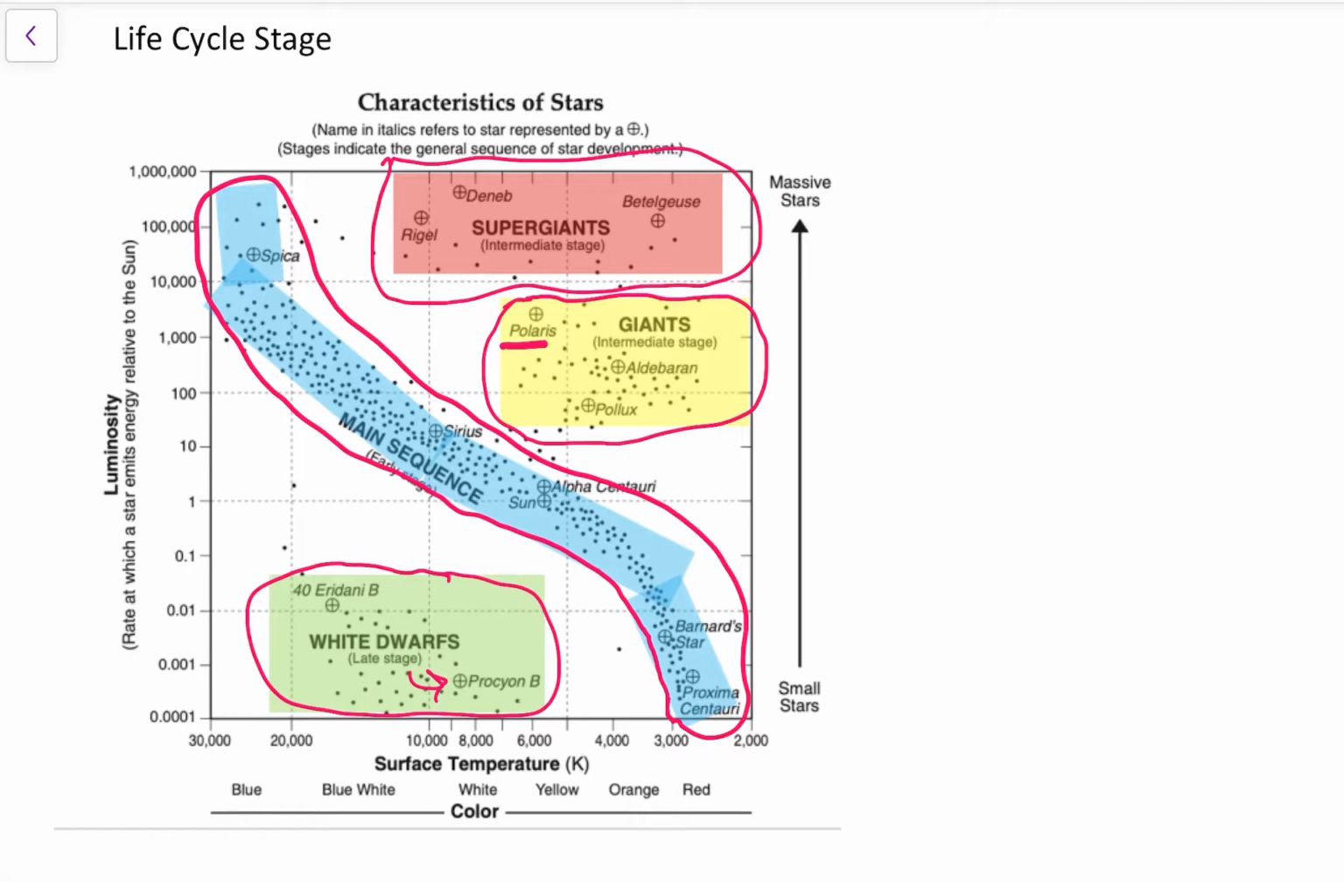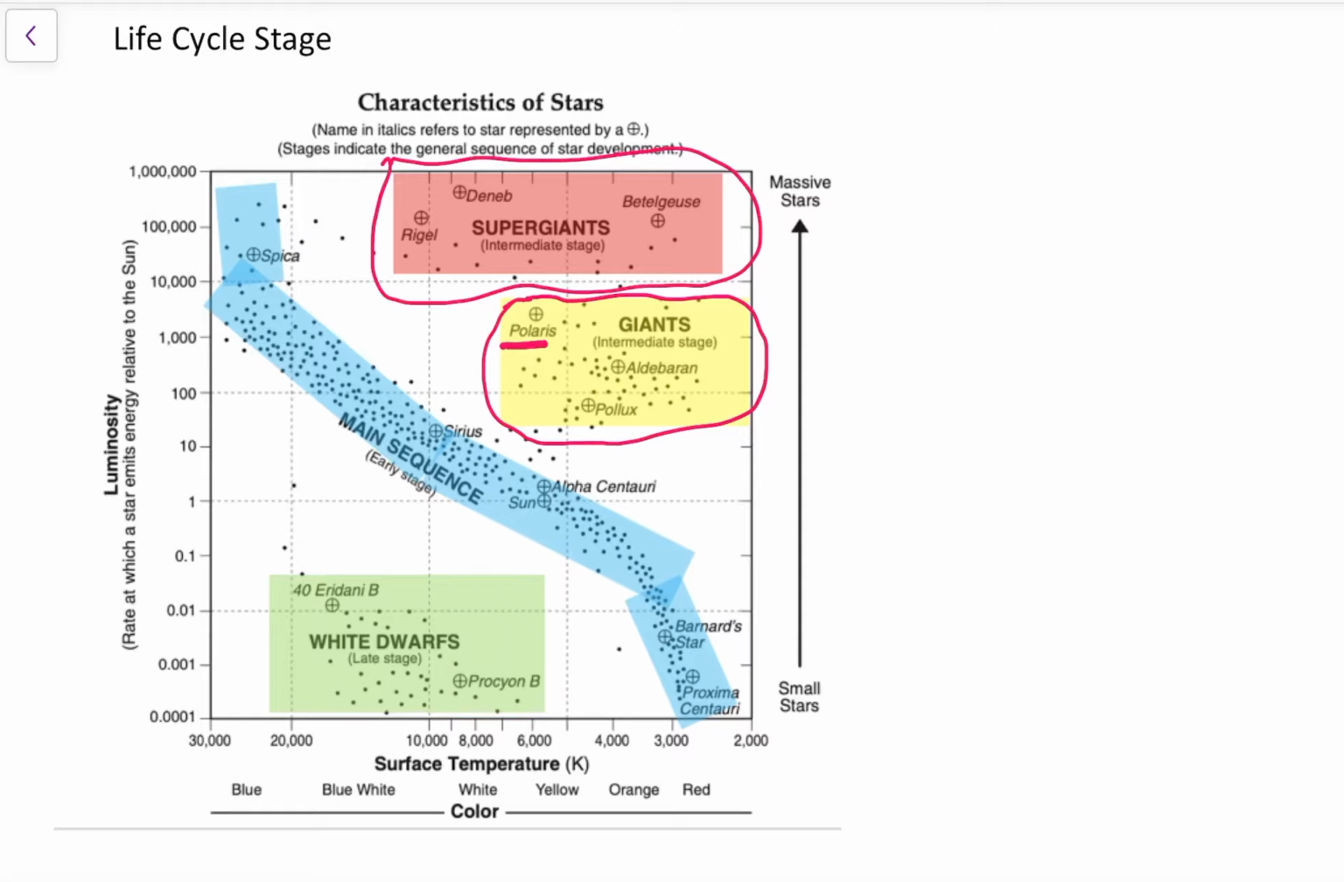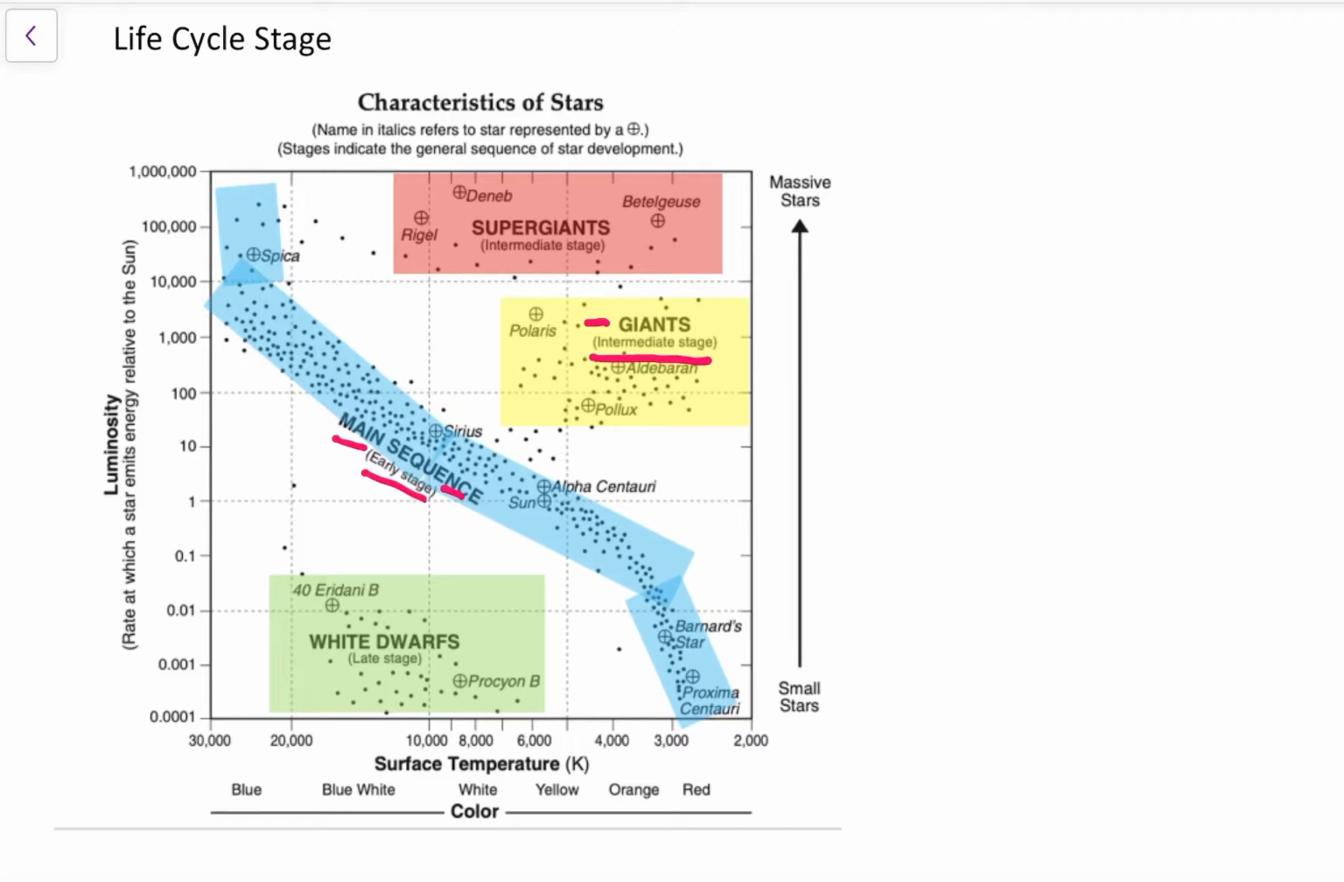In addition to telling you what kind of star it is, these labels also tell you if it's an early stage, intermediate stage, or late stage star. So you'll notice under the title main sequence, it says early stage. So any star in the main sequence is an early stage star. The giants are an intermediate stage of their life. The supergiants are also in the intermediate stage of their life. And lastly, the white dwarfs are in the late stage of their life.